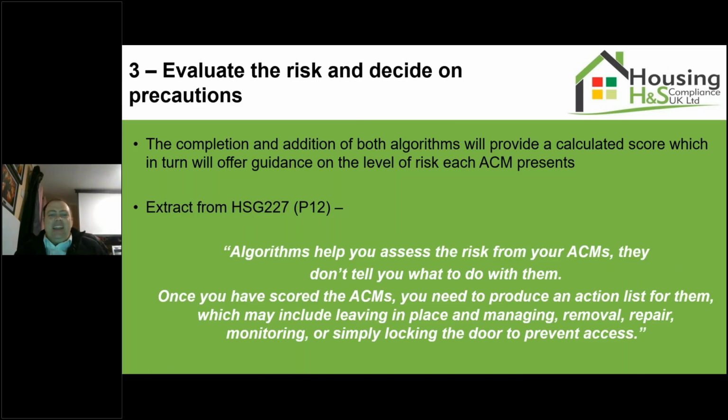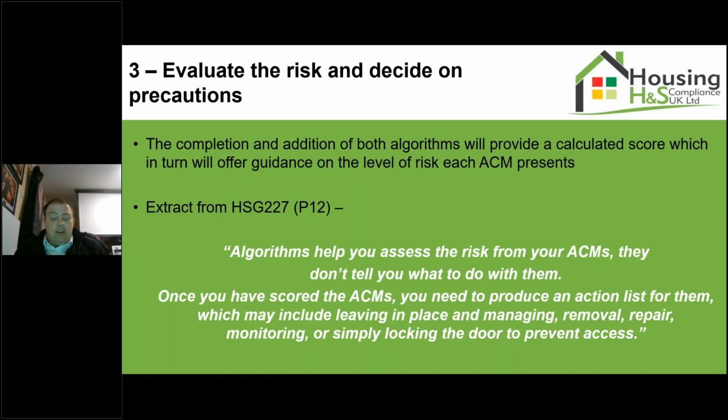The third point then: we take those two scores, we add them together. As I mentioned, unlike general risk assessments, which are multiplied, we take the material score and add it to the priority score. And that gives us a baseline, a benchmark. But as Health and Safety Guidance Document 227, which is a comprehensive guide to managing asbestos in building states, says, the algorithms can help you assess the risk. They don't tell you what to do with them.